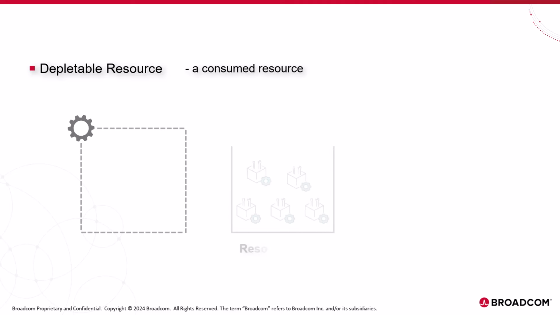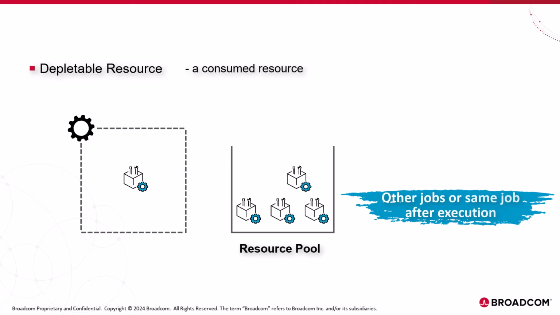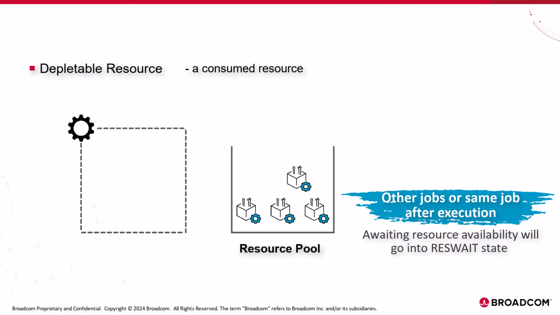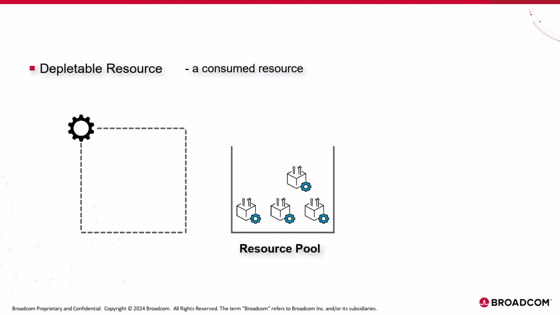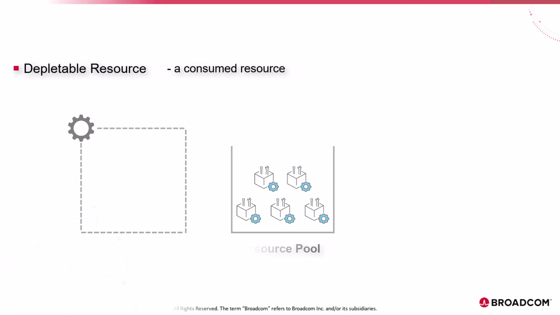As the depletable resource is consumable, once a job consumes the resource, the other jobs or the same job after execution awaiting the resource availability will go into the reswait state. The jobs start execution only when the depletable resources are replenished.